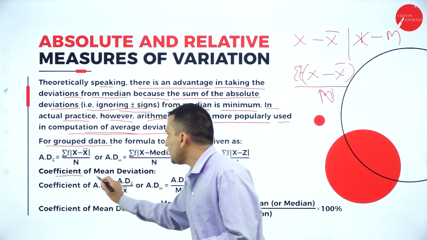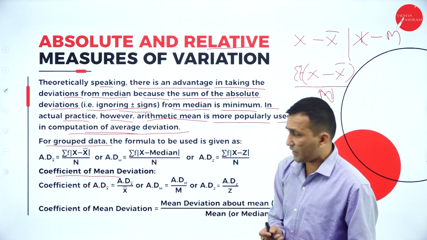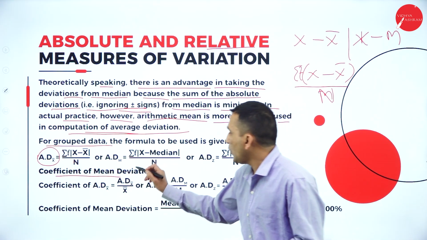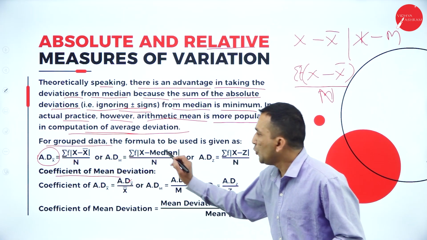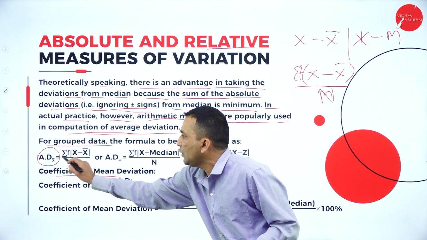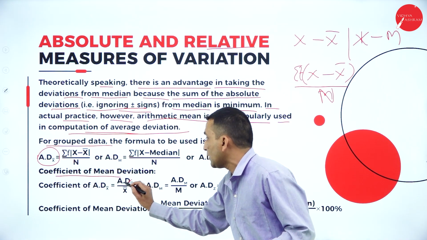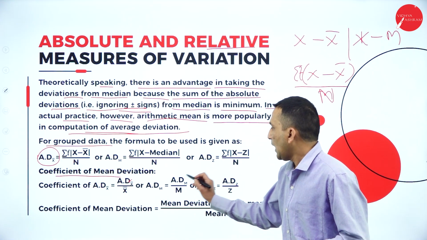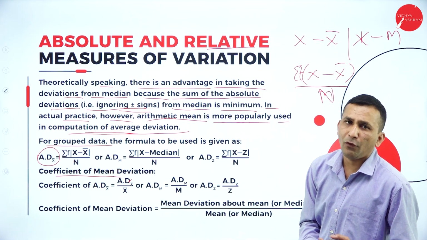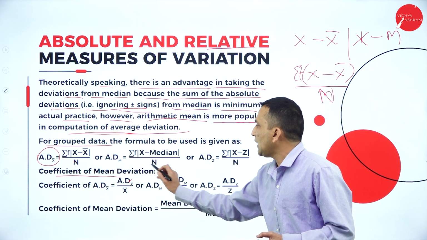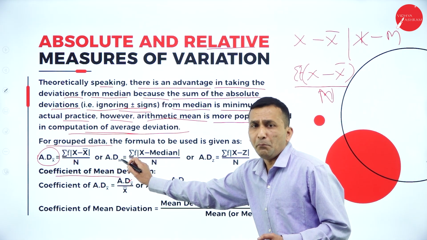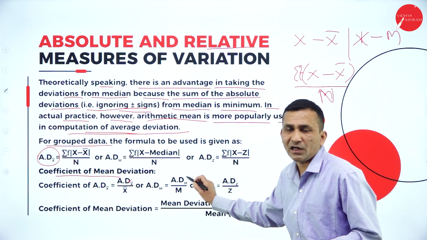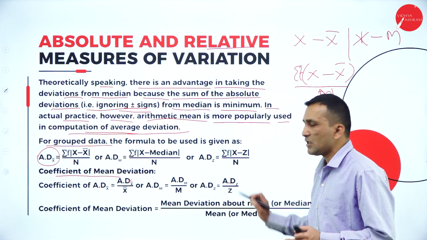Now the coefficient, which is related to relative measures of variation: the formula whatever you calculated first is the absolute. After calculating this value, you get the average deviation of x bar; the same thing you write in the numerator, and in the denominator you write x bar. Even if they ask to do it with the help of median, the same thing: after calculating the average deviation from the median, you write it in the numerator, divided by median. In the mode case also, the same thing.